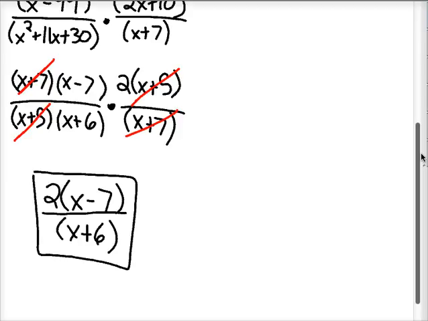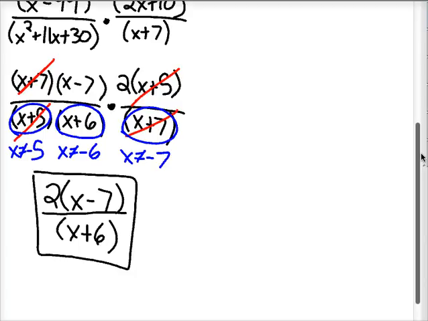Now we're going to go and state the restrictions. This piece right here says that x can't be negative 5. This piece right here says x can't be negative 6. This piece here says x can't be negative 7. Then don't forget, because we were dividing, that means I also have to check these, because at the beginning of the problem, I was dividing by this. Well, it's a restriction you already have. So in the end, this time, again, wasn't too critical because you already had that restriction.